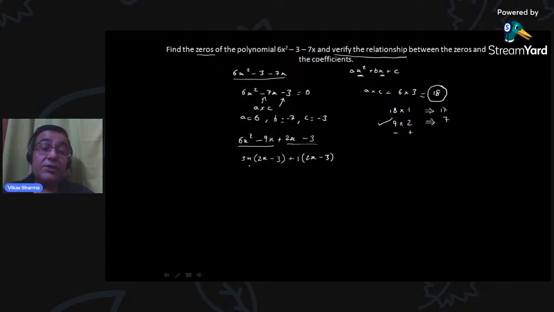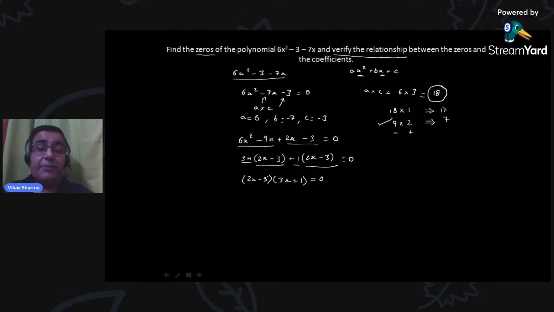Again, in both these terms, I can see that 2x minus 3 is common. So I take 2x minus 3 times, I'm left with 3x here, so 3x, and I'm left with 1 here, so plus 1. Now this should be equal to 0.